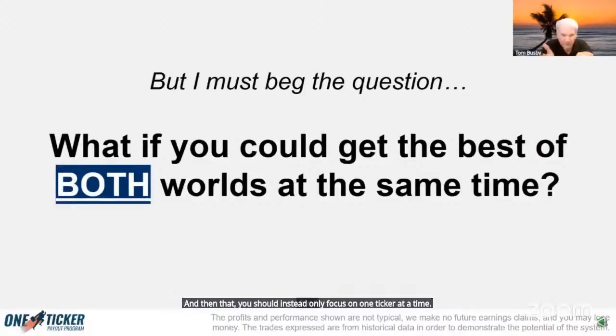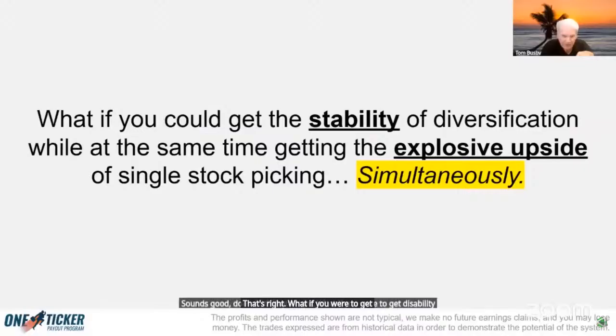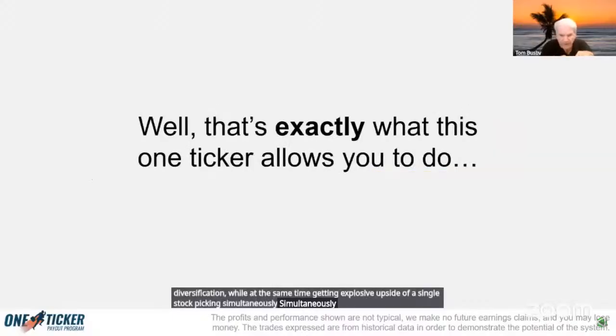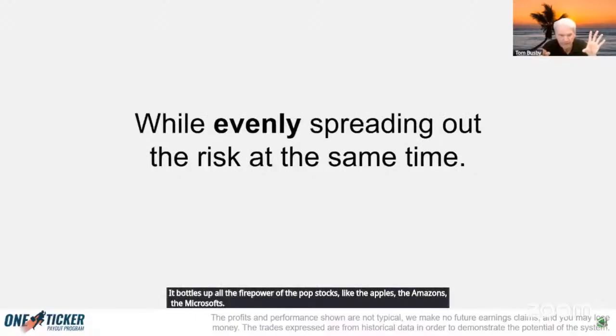But I must beg the question, what if you could get the best of both worlds at the same time? Sounds good, doesn't it? Have my apple and eat it too. That's right. What if you were to get the stability of diversification while at the same time getting the explosive upside of single stock picking simultaneously? Well, that's exactly what this one ticker allows you to do. It bottles up all the firepower of the top stocks like the Apples, the Amazons, the Microsofts, while evenly spreading out the risk over time.